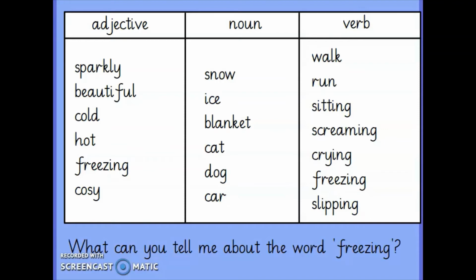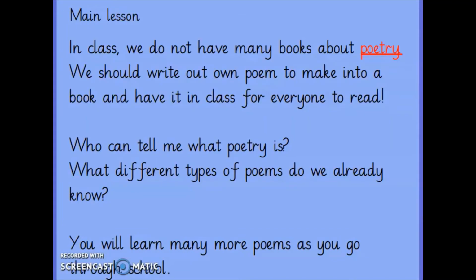You can describe something as freezing, such that it's freezing outside, I've got to get my coat on. But then you can also use the word freezing as a verb, to freeze, because you can freeze things, such as in your freezer you will be freezing some food, or your car might have some frost over the front, so it'll be freezing. So let's move on to our main lesson now.